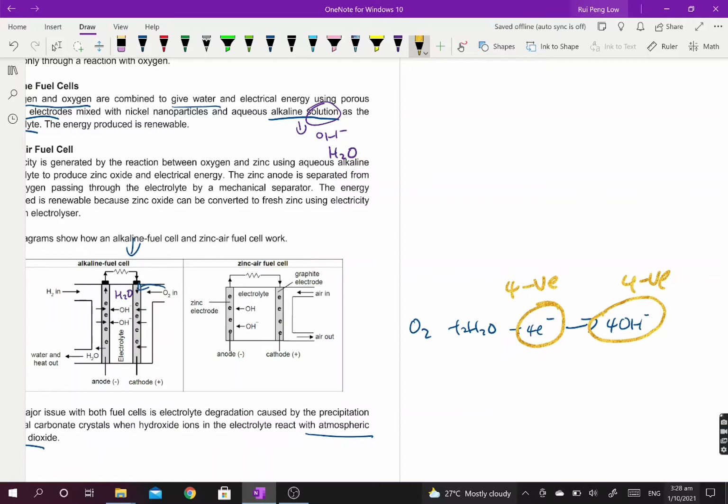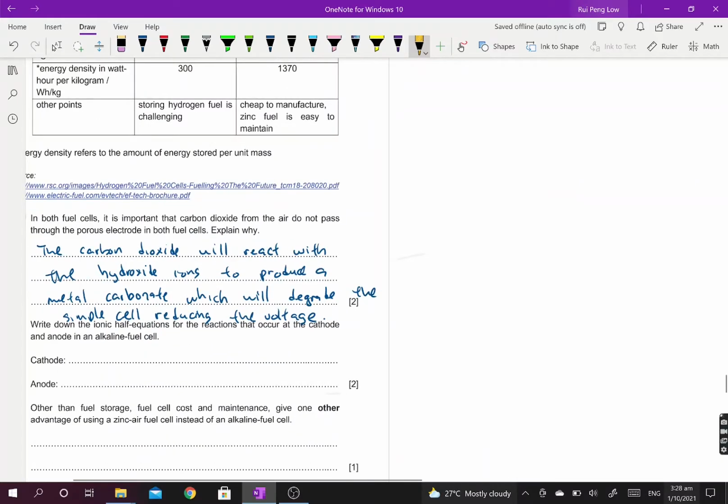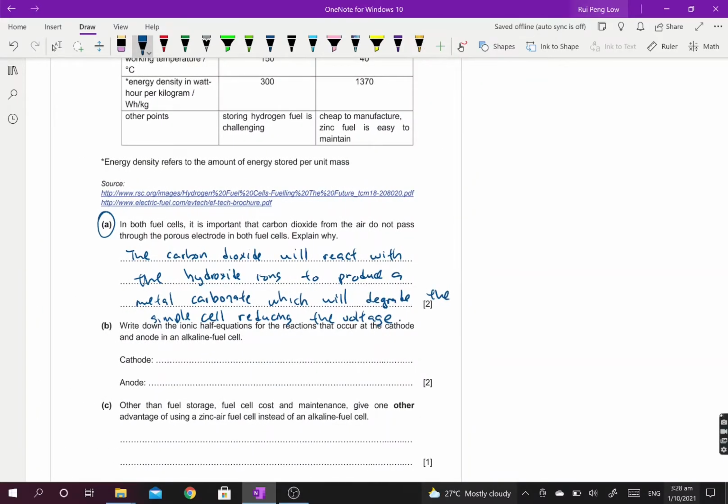On the left hand side, I have 4 oxygen. On the right hand side, I have 4 oxygen. And likewise, on the left hand side, I have 4 hydrogen, and the right hand side, I have 4 hydrogen. So in this case, I'm quite confident this is my answer. Plus 4e to give you OH minus.